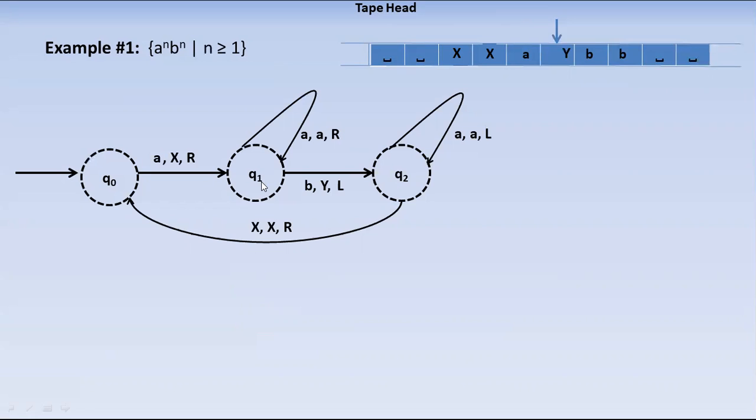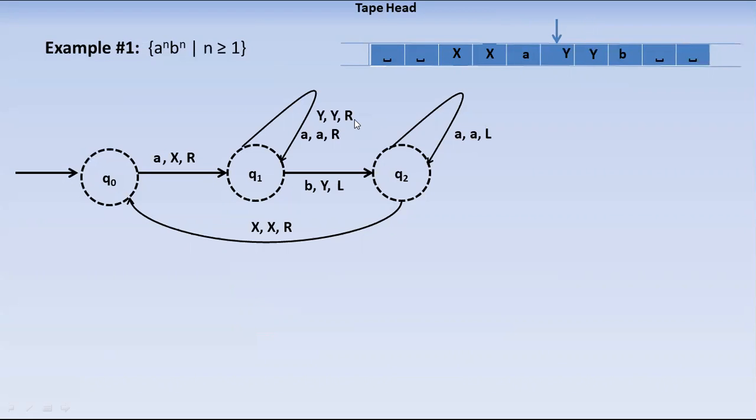So now we have to write one more new transition. On finding Y on the way, we have to replace Y with Y and move towards the right. So finally we reach B on the state Q1. With B, we have written the transition before: with B as input, we replace it with Y and we go to the state Q2.